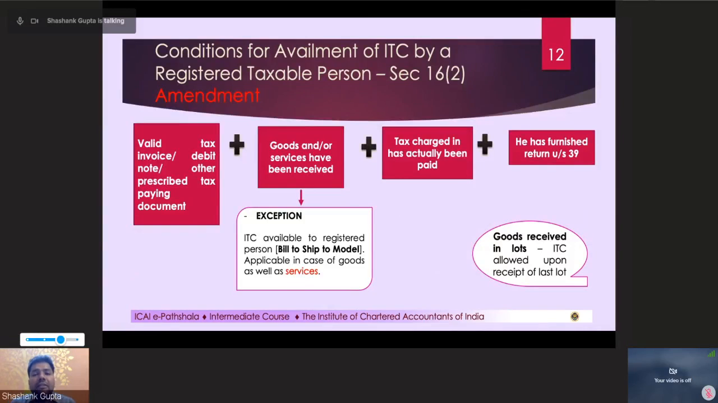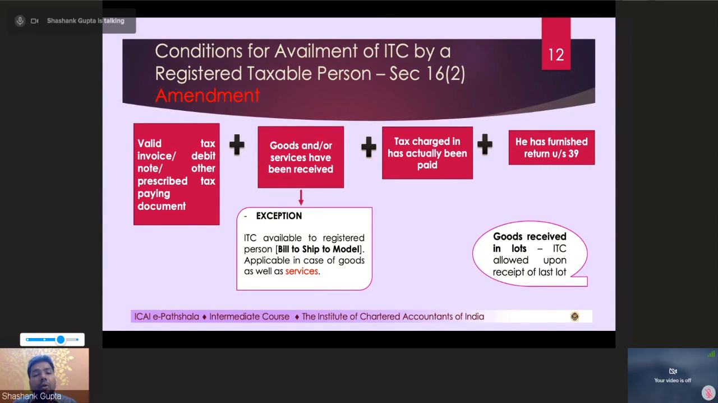Some more conditions for availment of input tax credit are: there has to be a valid tax paying document. That is, any input tax credit can only be availed basis a valid tax invoice or a debit note or a bill of entry or a sales tax invoice. If there is no valid tax paying document, then no input tax credit can be availed.